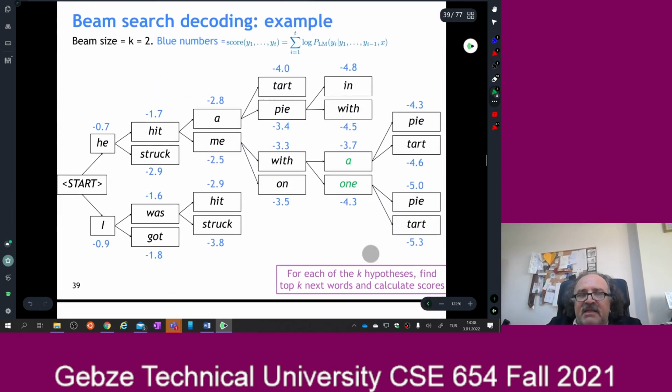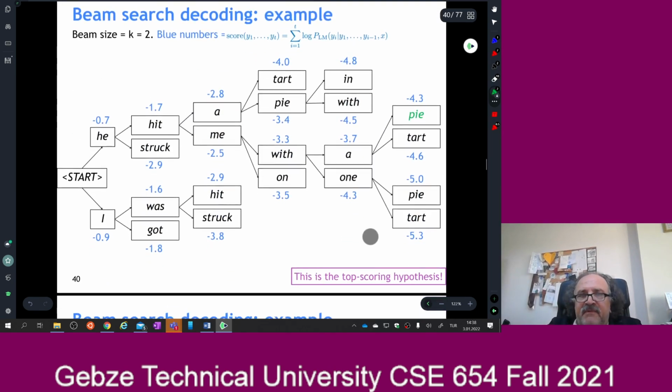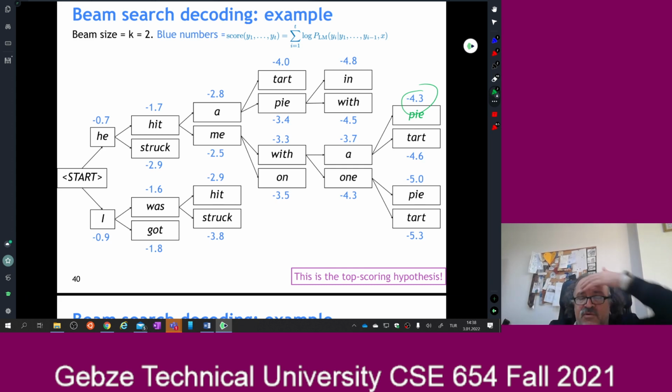Okay, at the end I am going to finish up with this one, because at the end this is the smallest one. "He hit me with a pie" is the smallest one. This is the top scoring hypothesis. So with the beam search of K=2, this is how I do it.